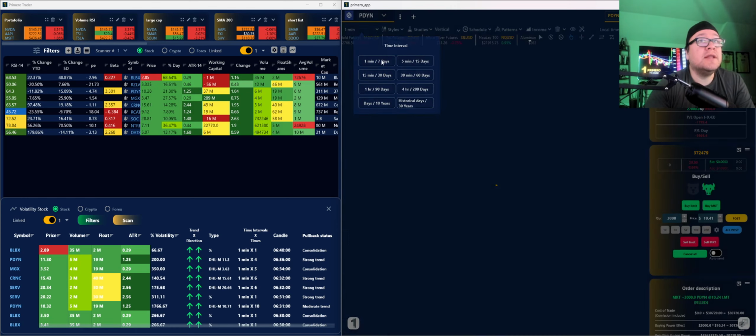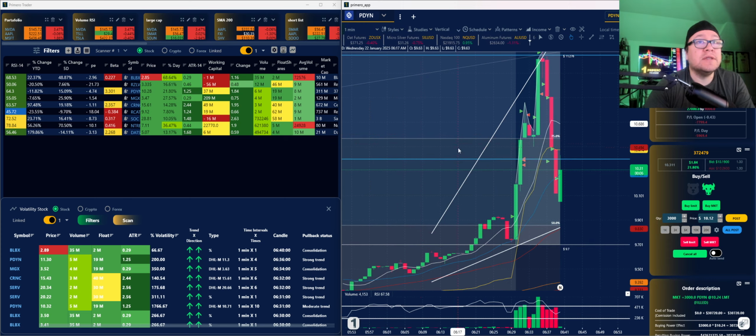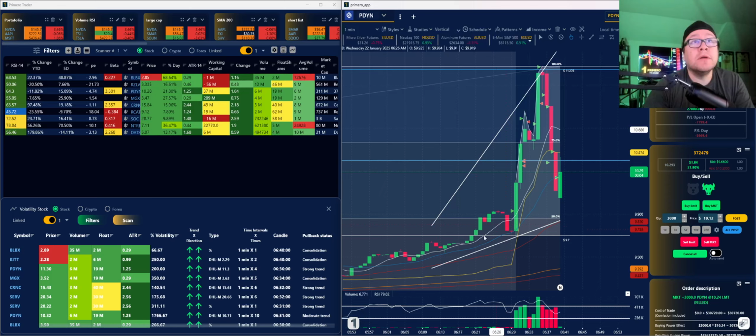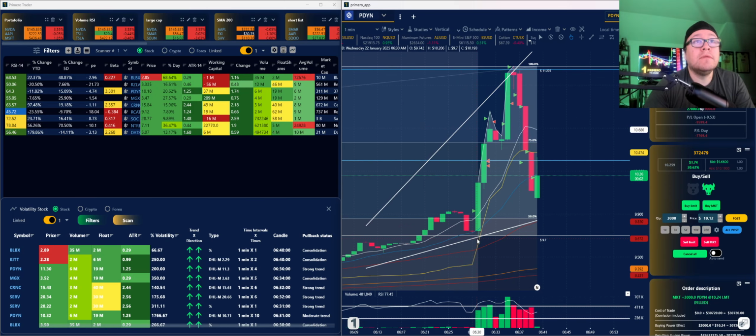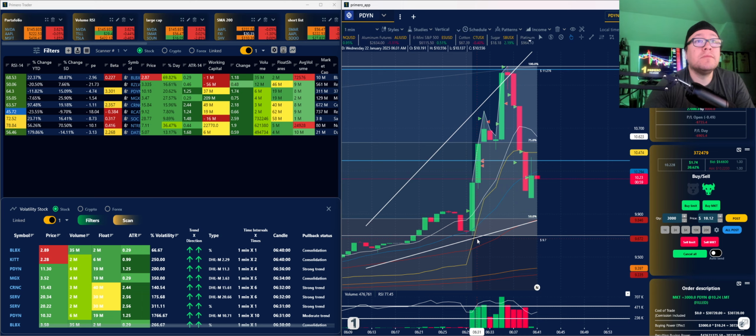And this is where you start analyzing the multiple time frames, and you start understanding what can go right, what can go wrong. So the one that's making a little movements is BLBX, but not.